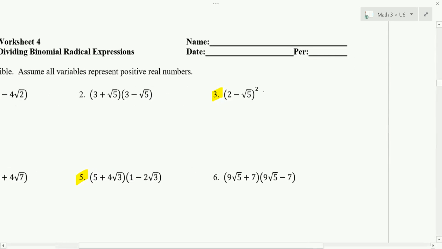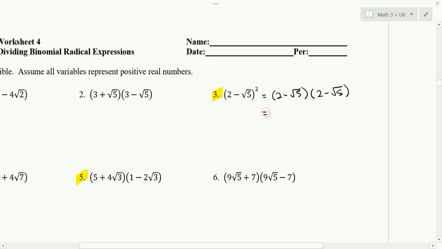What you have to do first on number 3 is to rewrite this as 2 minus square root 5 times another 2 minus square root 5. Don't try to square the 2 and the square root of 5 because you'll end up with the wrong answer. You want to rewrite it as what it means to square something, to multiply it with itself.